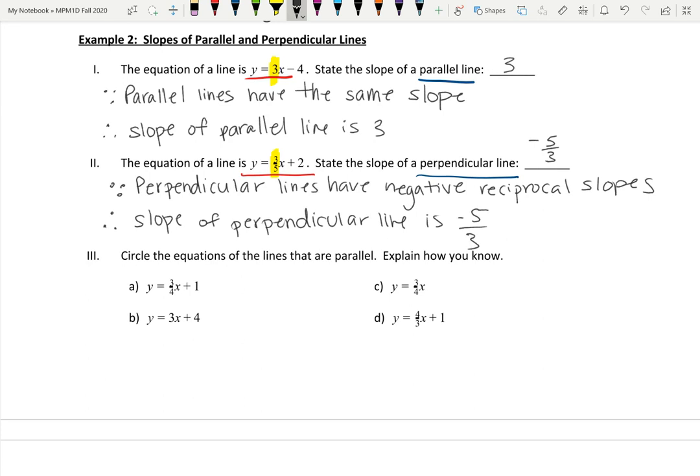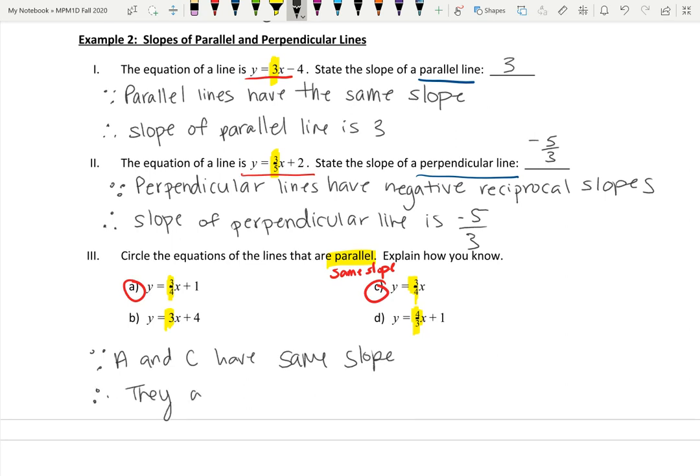Circle the equations of the lines that are parallel. Let's highlight all of the slopes. So we have 3/4, 3, 3/4, 4/3. Parallel means that the slopes are the same. So which ones have the same slope? Well, A and C. Since A and C have the same slope, therefore they are parallel.